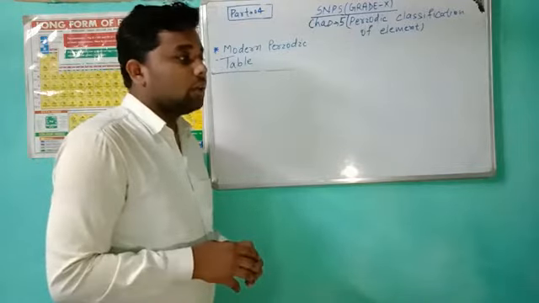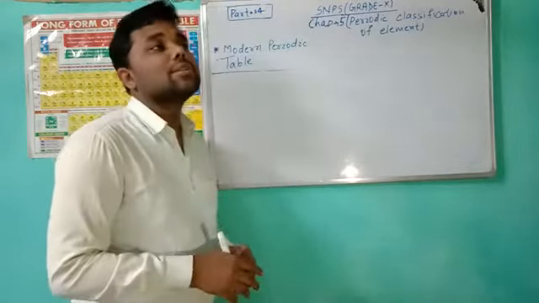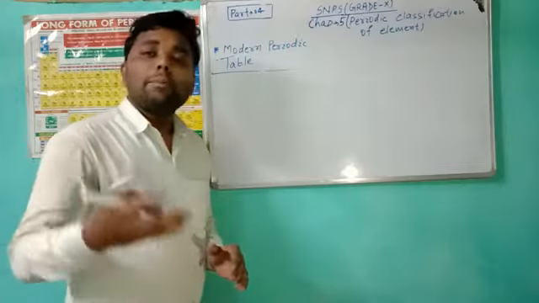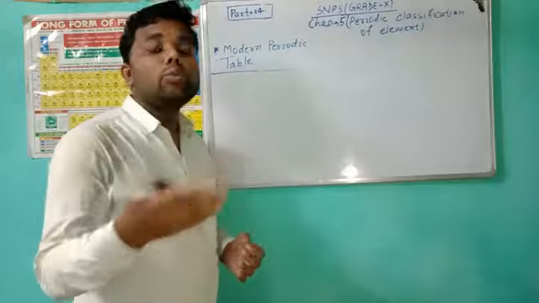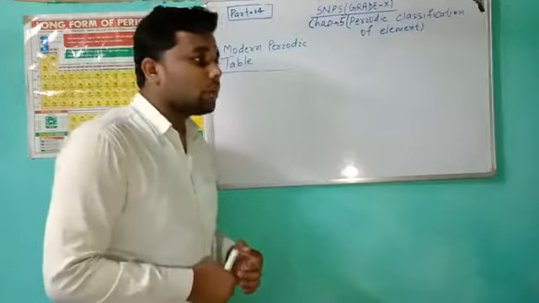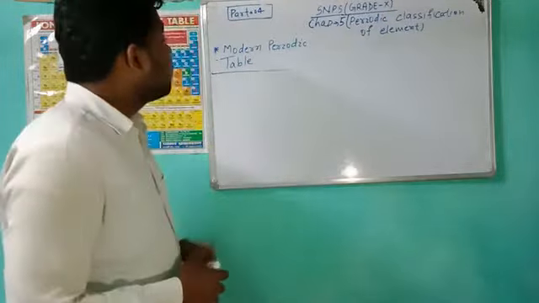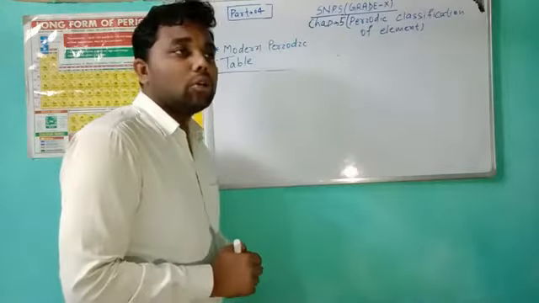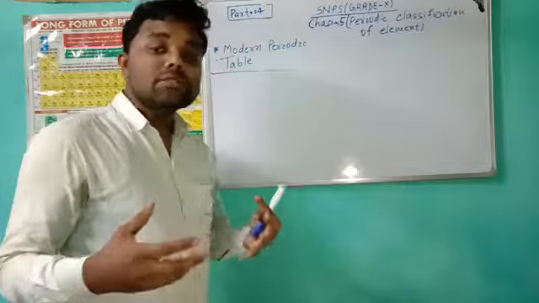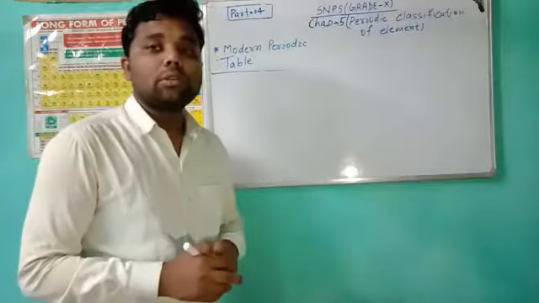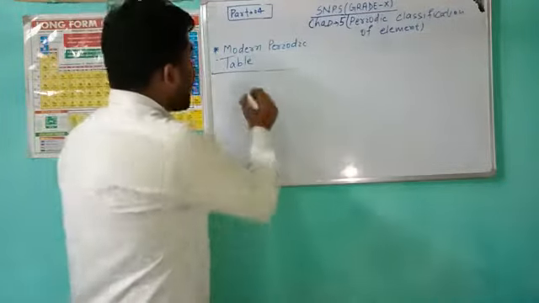Before that, in our previous classes, we talked about Dobereiner's triads, Mendeleev's law, and Newlands' law of octaves. In this lecture, we will talk about the modern form of the periodic table. So, what is the base of the modern form of the periodic table? The base is atomic number.